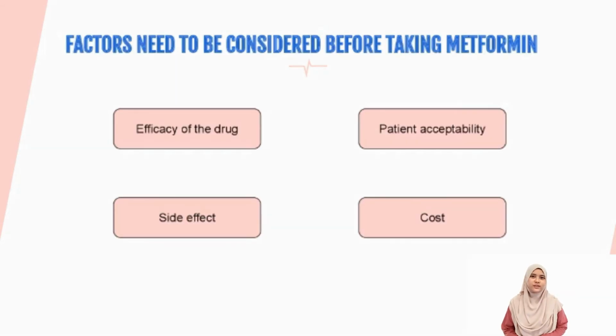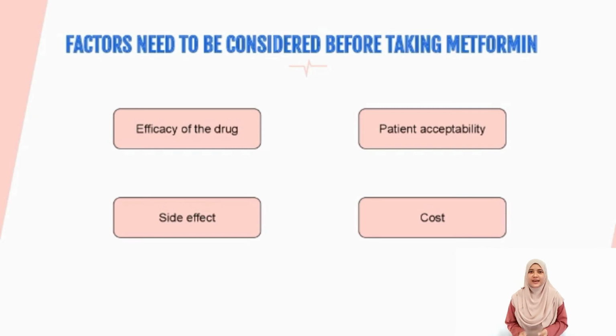Doctors need to consider a few factors before giving drugs to the patient. First, efficacy of the drug. Efficacy means the ability of the drug to treat a certain condition that the patient has. The next factor is the side effect of the drug. Even though every drug has its own side effects, the doctor needs to consider giving the least harmful drug to the patient.